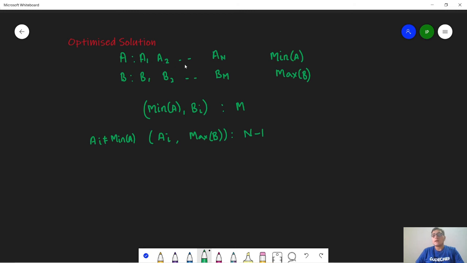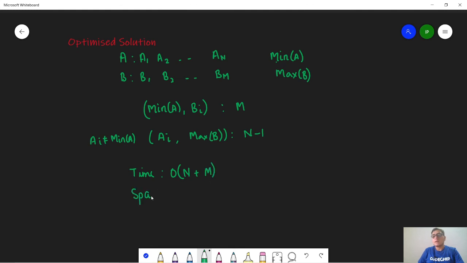The observation to note is that we only need the minimum value of A, which is the first, and the maximum value of B. Then we can form our pairs as min of A comma B of I, which will give us m pairs, and A of I comma max of B, which will give us n minus 1 pairs. Of course, we will not choose the A of I when it is equal to min of A because we have already chosen it in the above pair. Now, finding the minimum and maximum can be done in order of n. Hence, the new time complexity is order of n plus m.